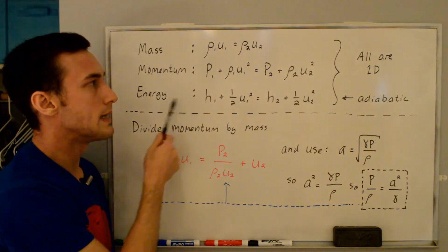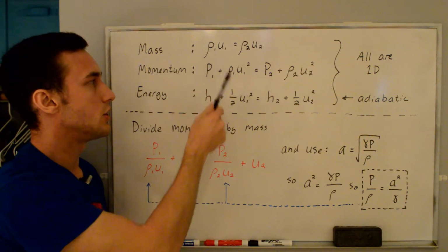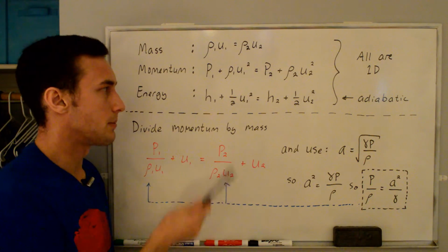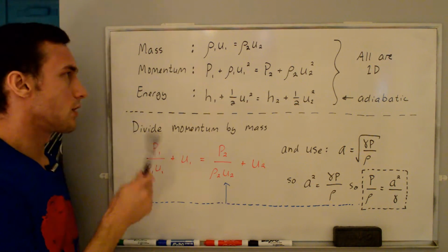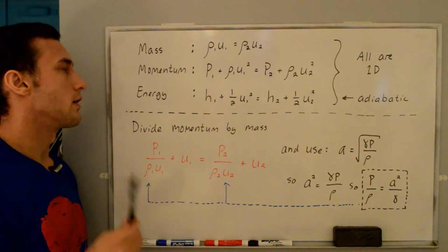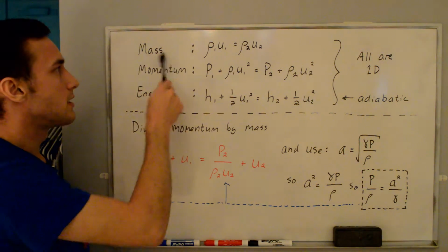All of these are 1D. I have a video for the derivation of each of these equations that I'll post here in the video description. You'll note that the adiabatic assumption comes into play in the energy equation. So we need an expression relating U1, A1, U2, and A2, and we're going to get the first expression by using the momentum and the mass equation.